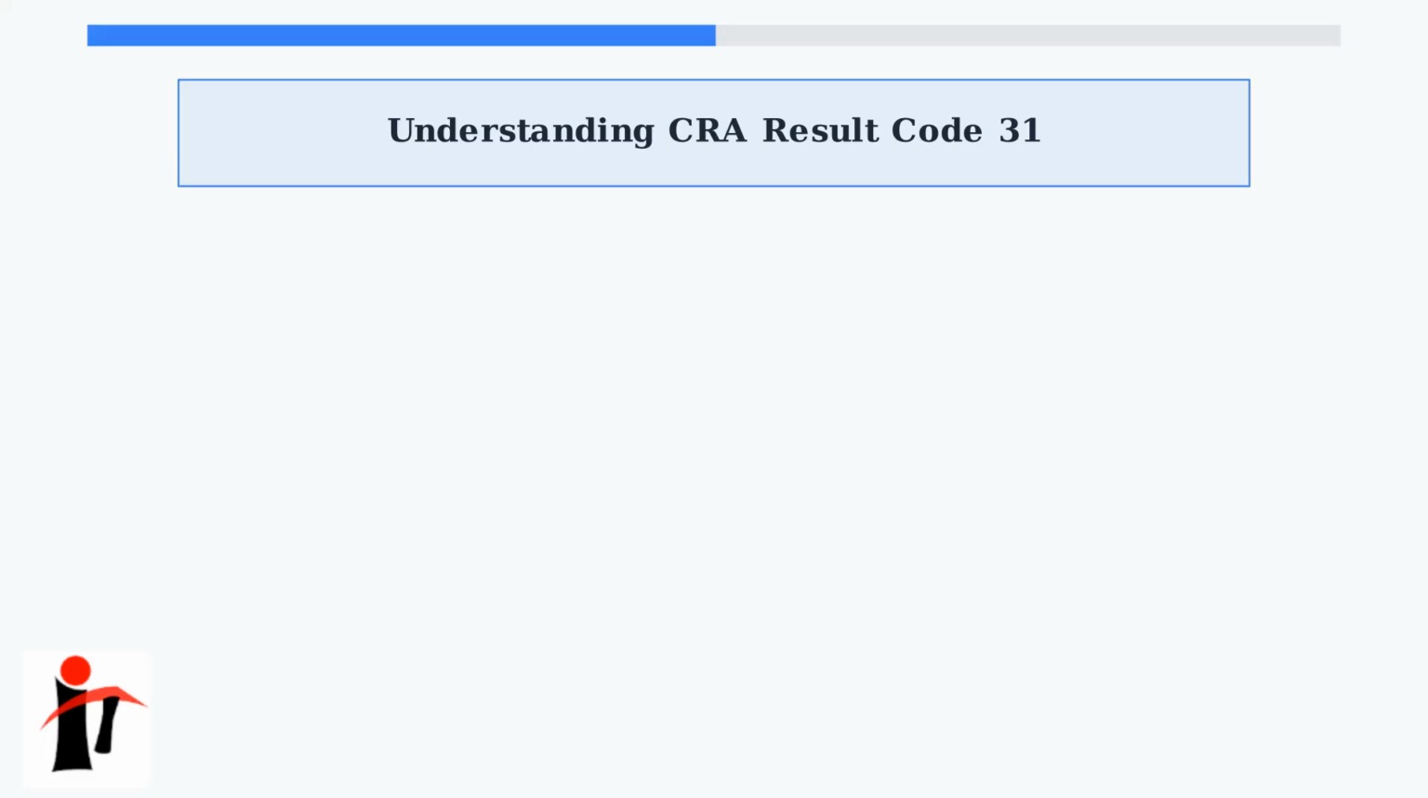CRA Result Code 31 is one of the most frustrating authentication errors that Canadian taxpayers encounter when trying to access the Canada Revenue Agency's online services. This error prevents you from accessing critical CRA services, including My Account, Represent a Client, and My Business Account portals.